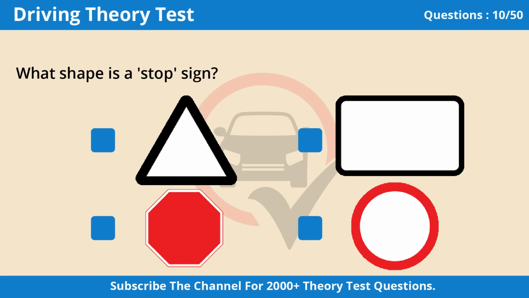Question 10. What shape is a stop sign? The answer is C.